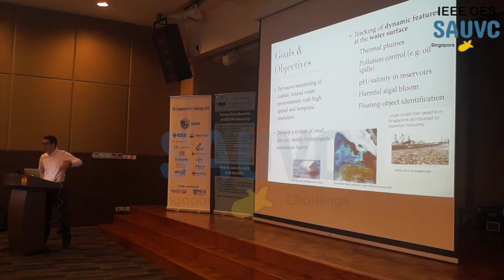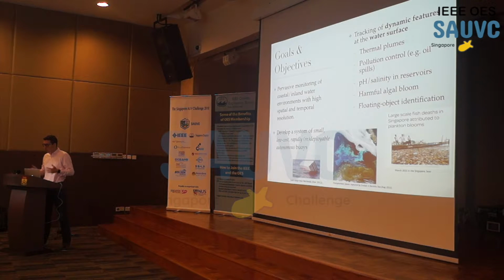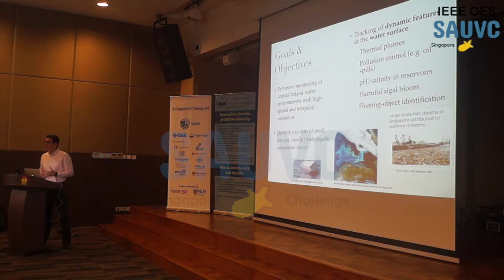Algae bloom, you have massive algae bloom in the middle. You have lost objects, cargo ships. If you've seen the Marina Bay in Singapore, you have large containers everywhere. It could be pH, it could be pollution control. So all of these are things in the water environment changing over time, and you want to have a system capable of tracking that.